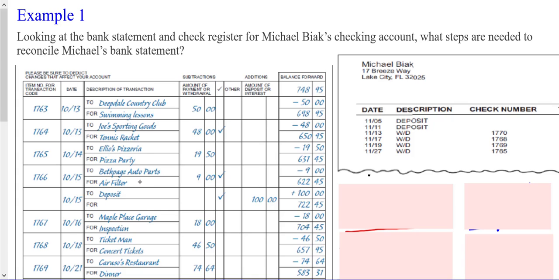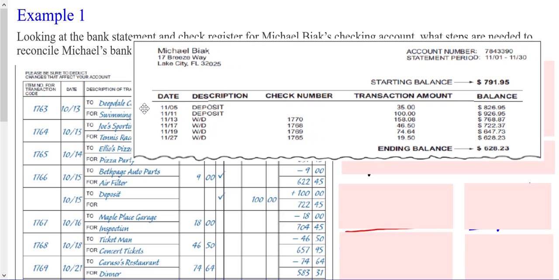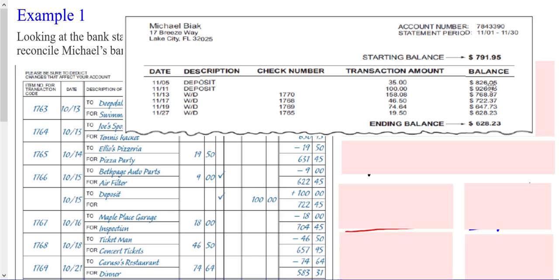So on the left side of the screen, this is Michael Biock's check register, and on the right side over here, that would be his bank statement. And when you look at the bank statement, notice that they list his name and address, his account number, and they give a statement period. So anything on this bank statement is what has cleared the bank from 11/01 to 11/30. So anything that's been cleared after 11/30 is not incorporated onto this bank statement.